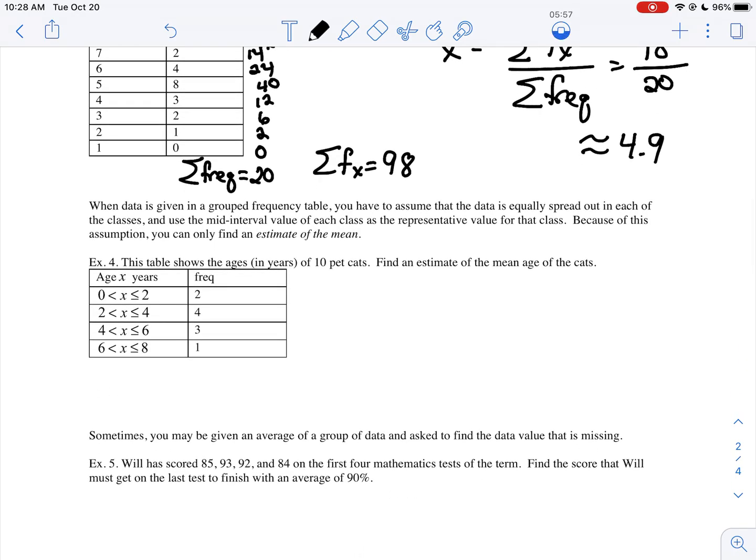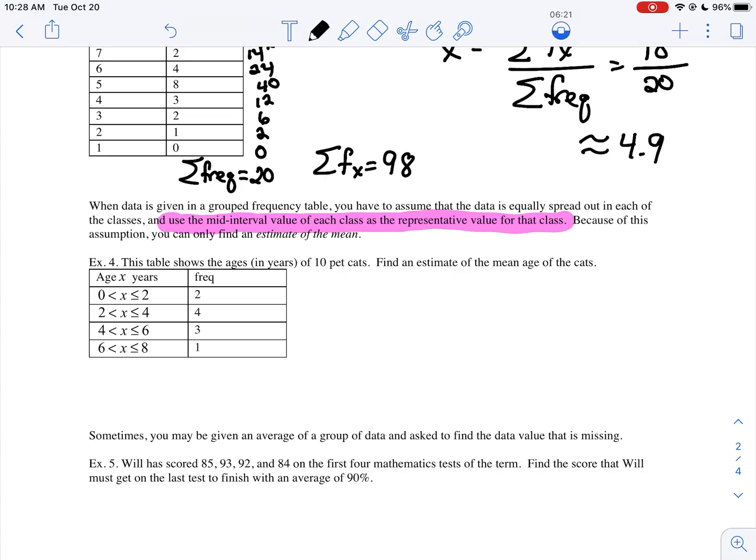When data is given in a grouped frequency table, you have to assume that the data is equally spread out in each of the classes and use the mid-interval value of each class as the representative for this class. Because of this assumption, you can only find an estimate of the mean, because we're making an assumption.